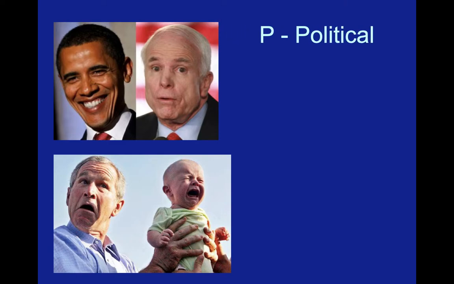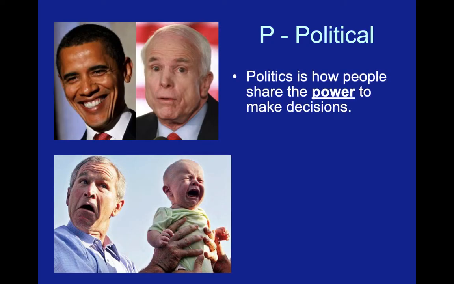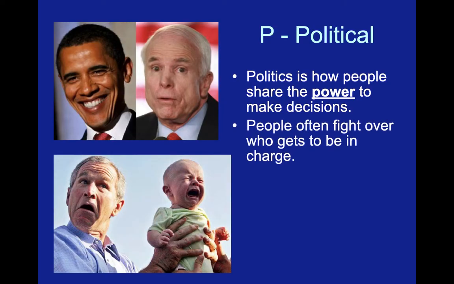Let's look at P. When we're referring to the P in grapes, we're referring to the political aspects of a civilization. So we're talking about politics. And politics is how people share the power to make decisions. People oftentimes get into fights over who gets to be in charge. Throughout history, we see many civilizations who end up fighting with each other and getting into wars with each other because someone wants to be in charge of a larger group of people.